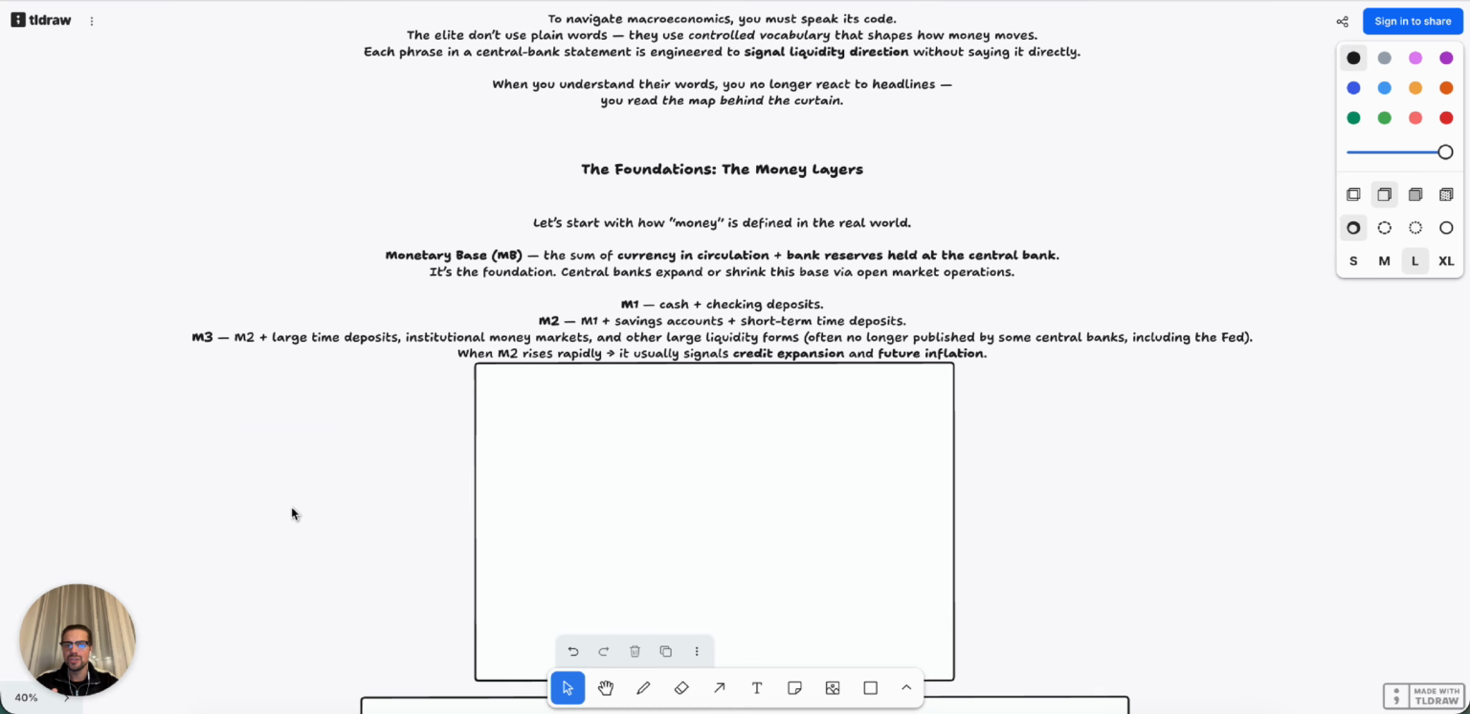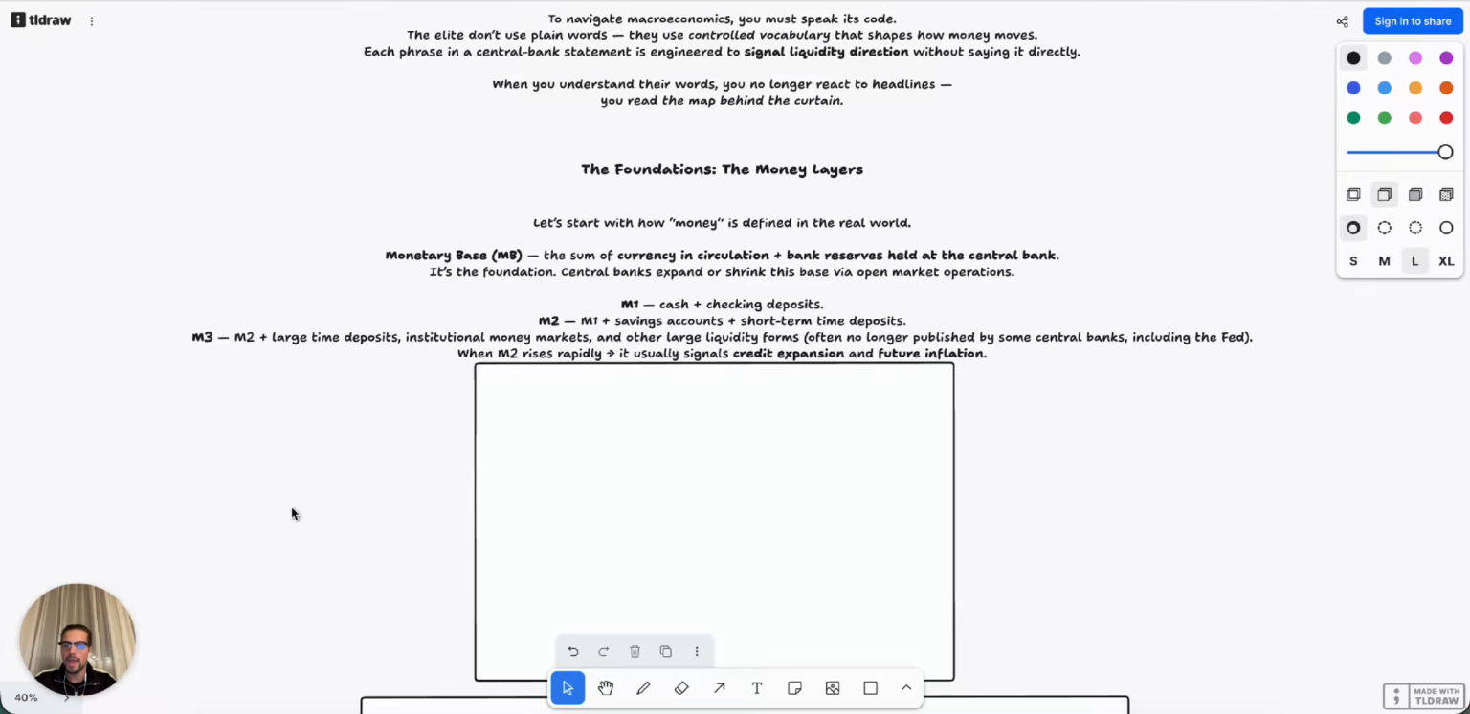The foundations, the money layers. So let's start with how money is defined in the real financial world. First of all, you might see two letters, MB, or the words monetary base. This is the sum of currency in circulation plus the bank reserves held at a central bank. It's the foundation. Central banks expand or shrink this base via open market operations, either buying or selling assets, right?